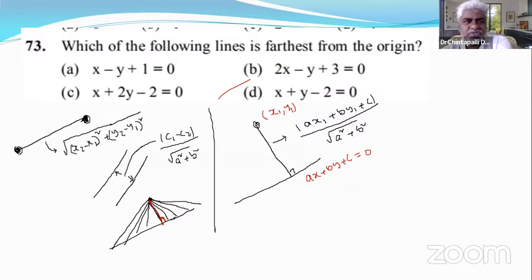What is this question? Which of the following lines is farthest from the origin? So we need to find the distance of all these 4 lines from the origin O, 0, 0. First find the distance of x minus y plus 1 is equal to 0 from the origin, and then B and C and D. Which is farthest? Which has the greatest value?